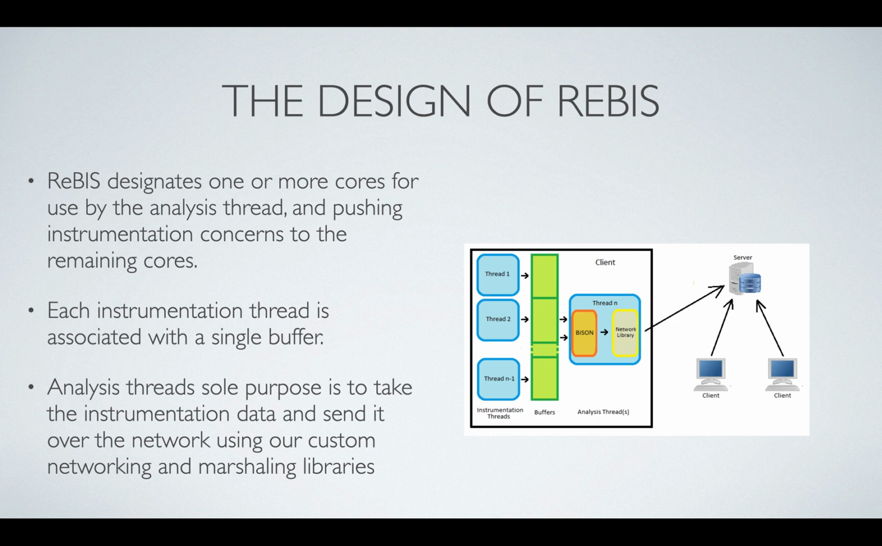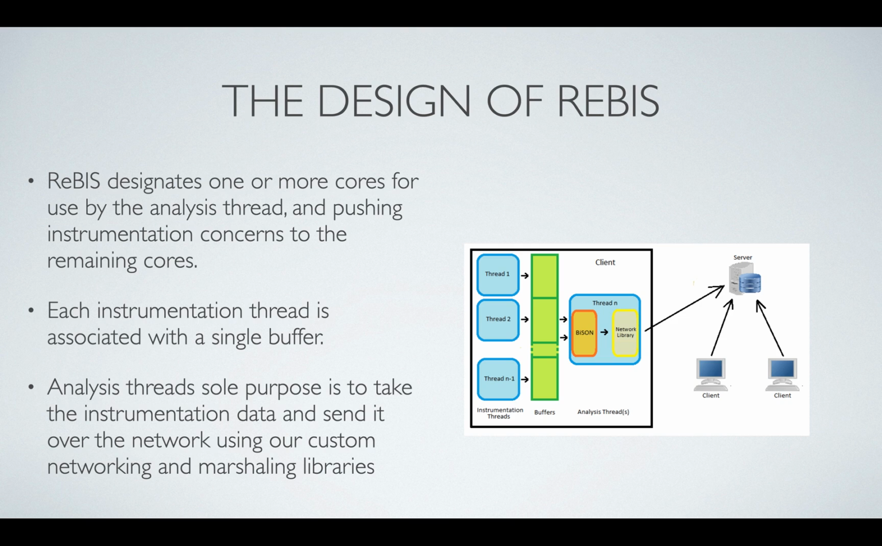When each instrumentation thread comes online, each one is given its own buffer. We give them their own buffer mostly because we're trying to prevent any types of locks. We're trying to minimize the amount of locking that has to occur as you're reading and writing to these buffers. And then lastly, you have these analysis threads. Their sole purpose is to take the data that's in the buffer and offload it to the server.